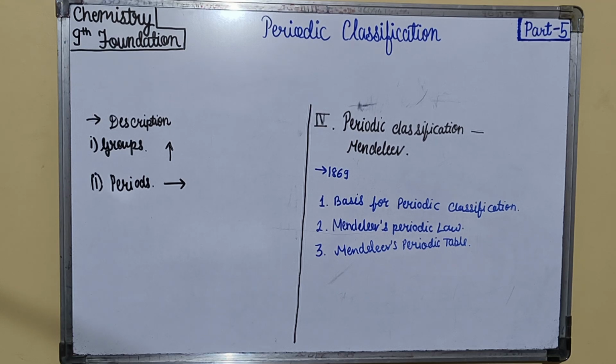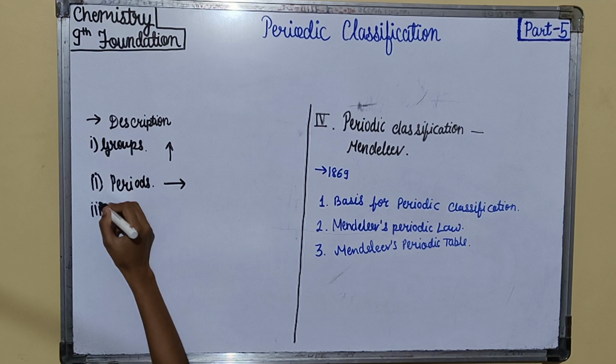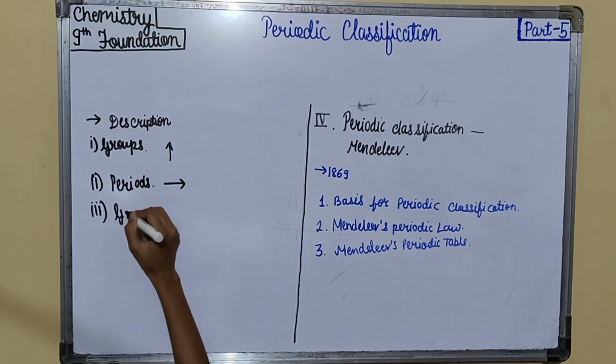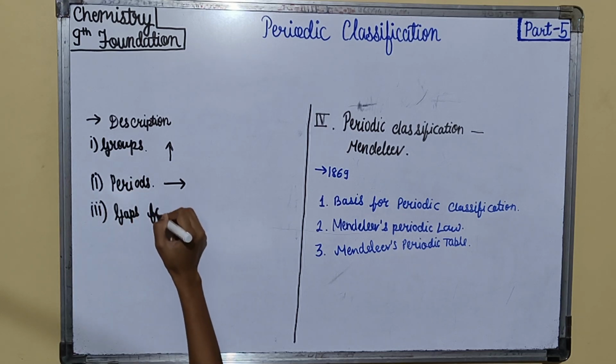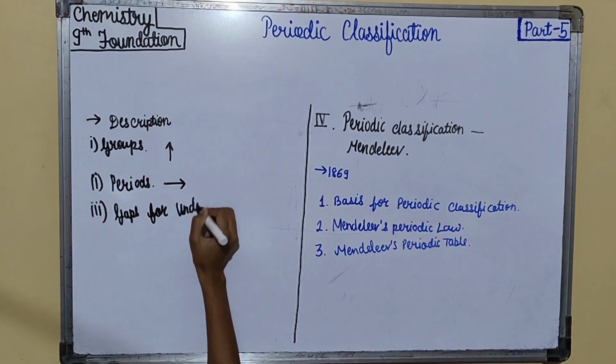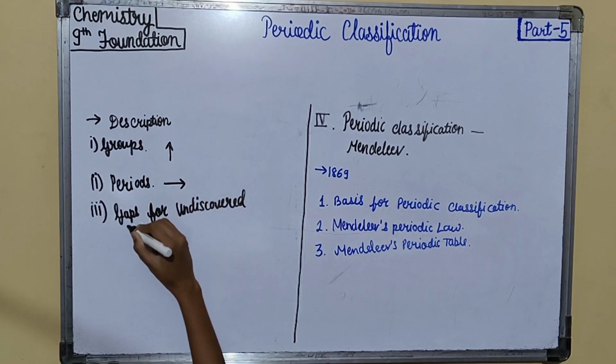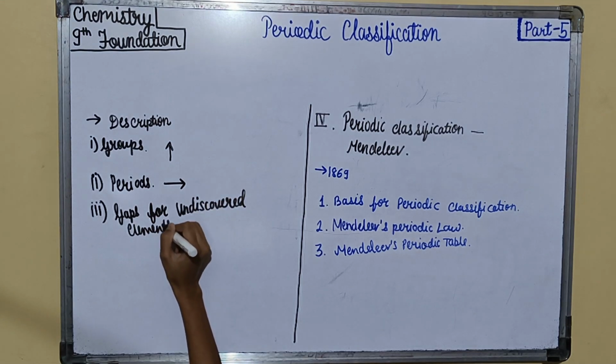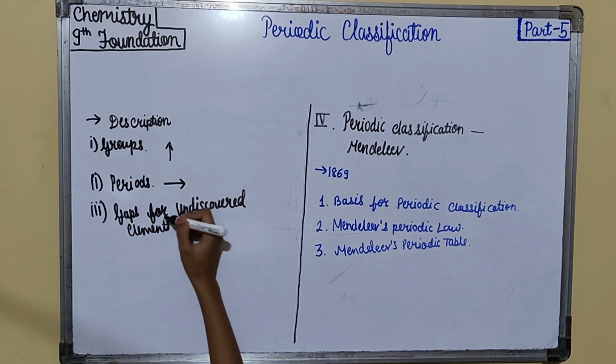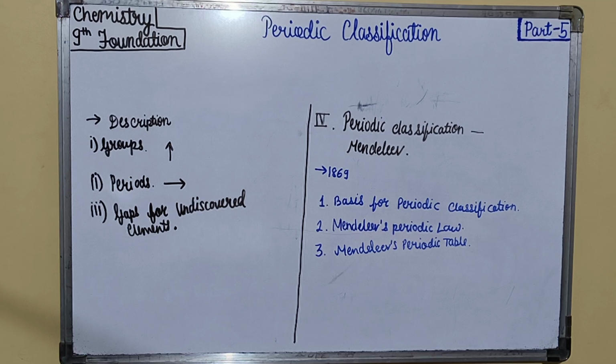Then third is gaps for undiscovered elements. There were gaps left in the periodic table. Mendeleev left these gaps knowingly as these elements were not discovered at that time.